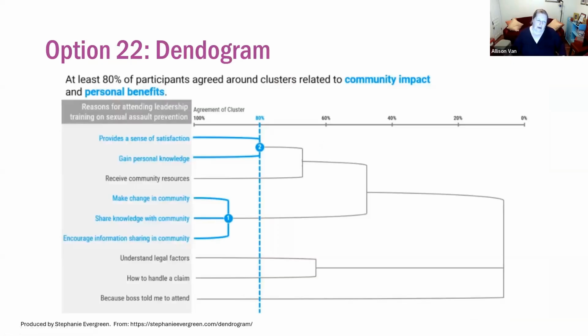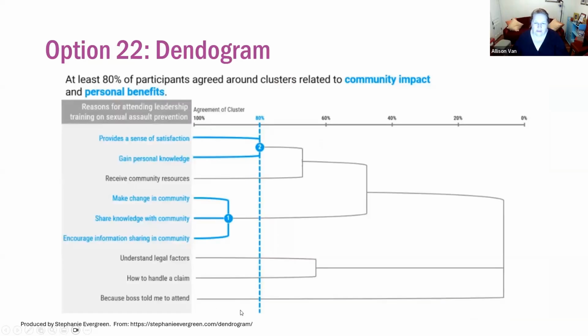Option 22, dendrograms. So if you are doing cluster analysis, a dendrogram is a nice way to be able to help people see at a glance which clusters are worth paying attention to. So again, the title says it all. At least 80% of participants agreed around clusters related to community impact. That's this one. And personal benefits. That's this one.